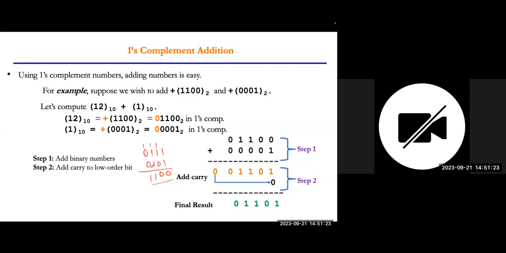So if the two numbers are the same, then you will get this result. So this will be final. So you don't have any carry here.